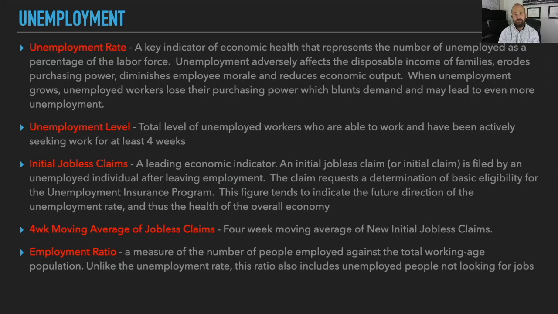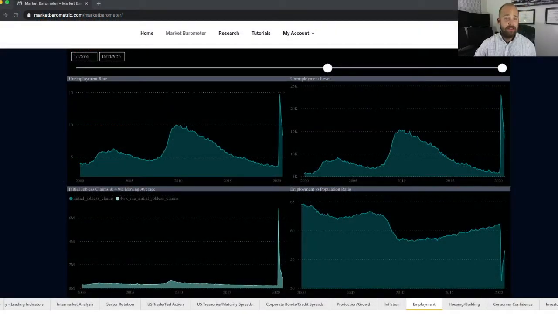There are several different metrics associated with unemployment that the market barometer gives us access to, each of which is going to clue us in as to the current employment situation here in the United States, which is in turn going to clue us in to the health of the overall economy, the phase of the business cycle we're in, and the likely future course of the stock market. So first up, we'll talk about the unemployment rate.